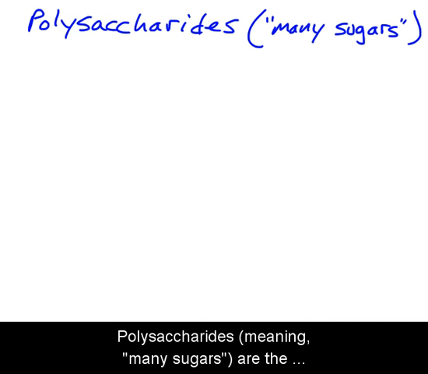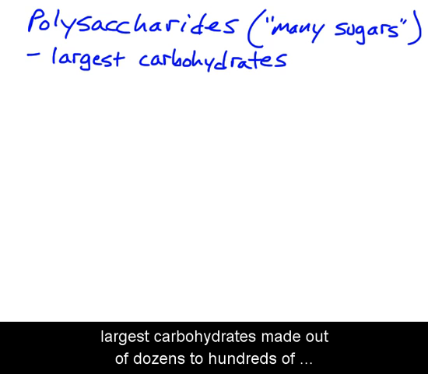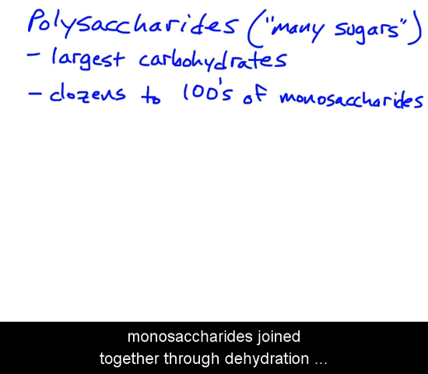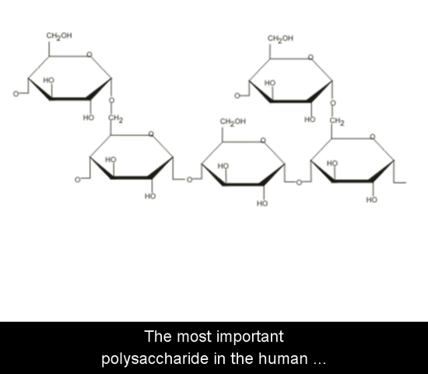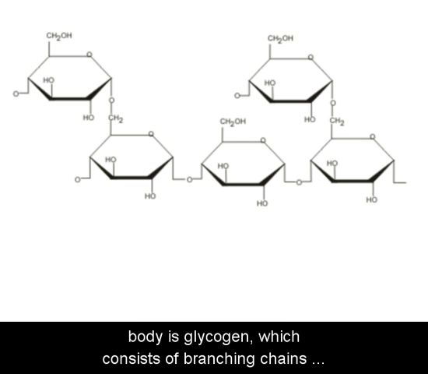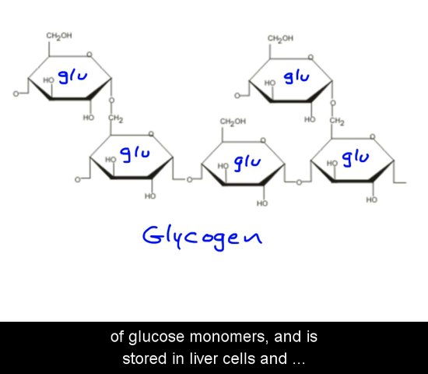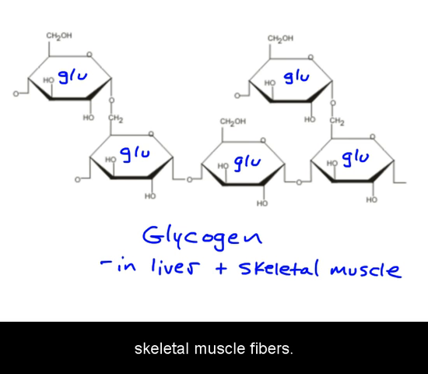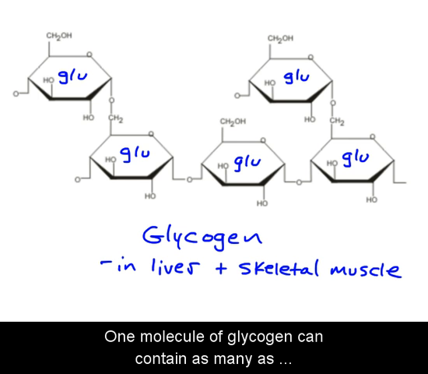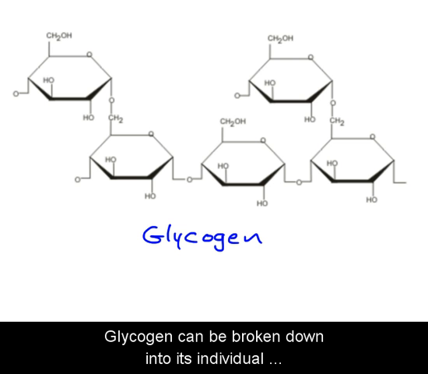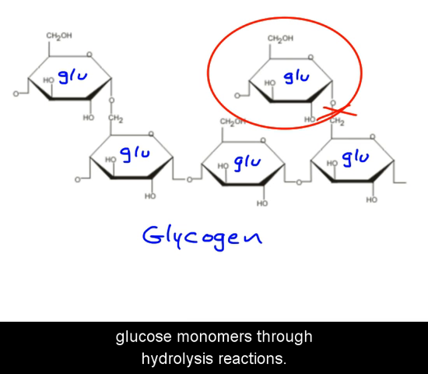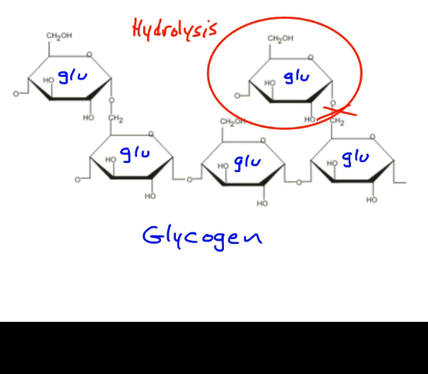Polysaccharides, meaning many sugars, are the largest carbohydrates made out of dozens to hundreds of monosaccharides joined together through dehydration synthesis reactions. The most important polysaccharide in the human body is glycogen, which consists of branching chains of glucose monomers and is stored in liver cells and skeletal muscle fibers. One molecule of glycogen can contain as many as 1 million glucose monomers. Glycogen can be broken down into its individual glucose monomers through hydrolysis reactions.